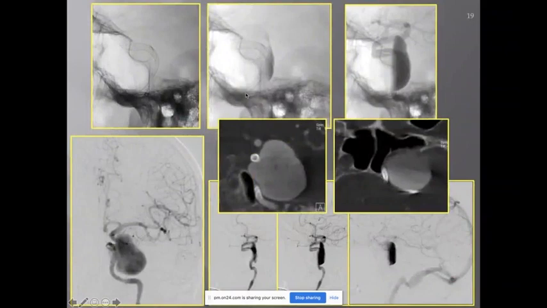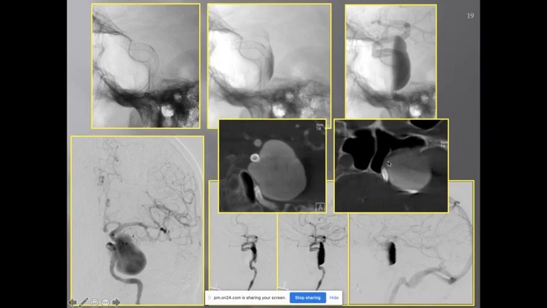We balloon it, and now we're seeing stagnant contrast within the aneurysm. And so I'm like, great, it's already taken me an hour to get to the outflow, to get through this. I'm like, that looks good. I do a DynaCT, and I'm happy with that position.